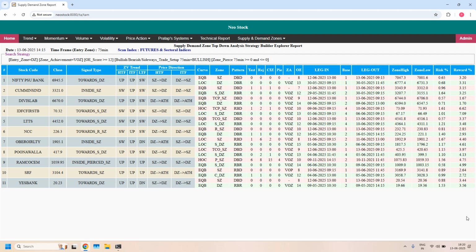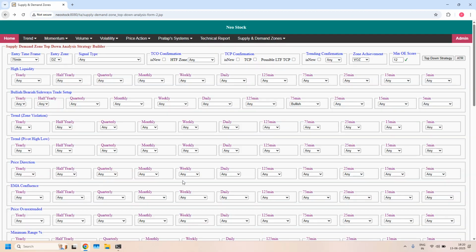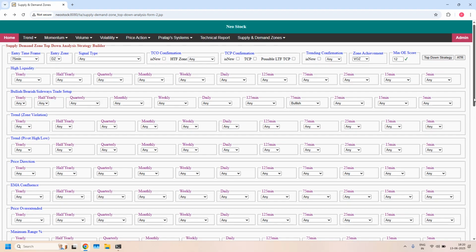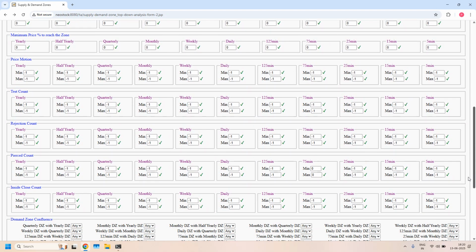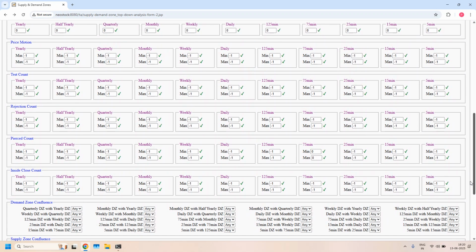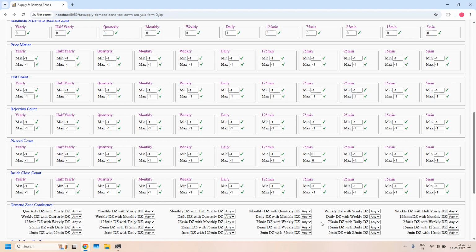Out of these 11 75-minute demand zones, how many have a higher probability of success? That we will filter based on zone confluence. First filter is LTF and ITF demand zone confluence, that is 75 minutes and daily demand zone confluence.